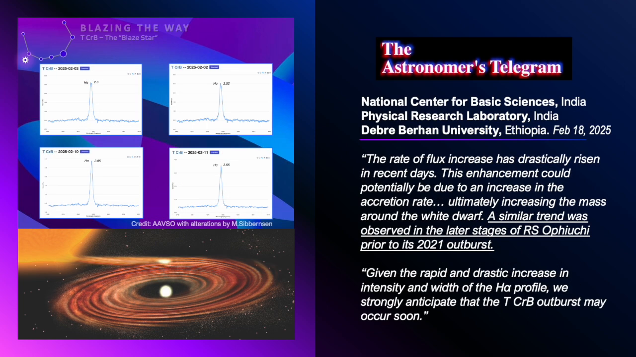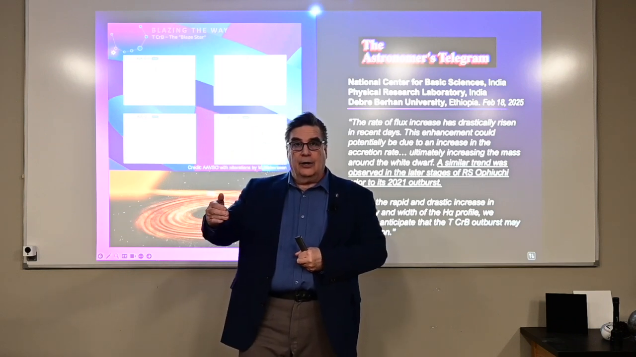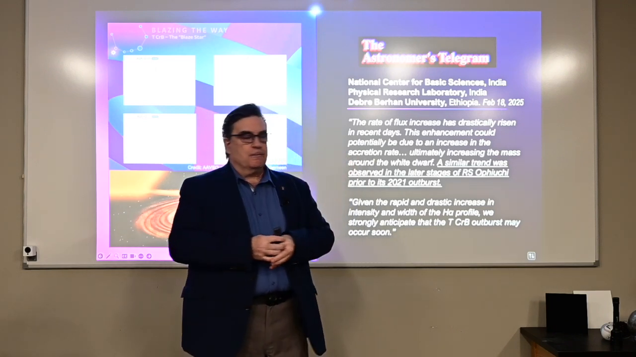Soon after, on the Astronomer's Telegram, an informal correspondence between astronomers, we see this from India and Ethiopia. A very, very similar explanation. "The rate of flux increase has drastically risen in recent days." But here is what I find most interesting. I have it underlined. "A similar trend was observed in the later stages of RS Ophiuchi prior to its 2021 outburst." This was another recurrent nova. We saw this prior to it going nova.